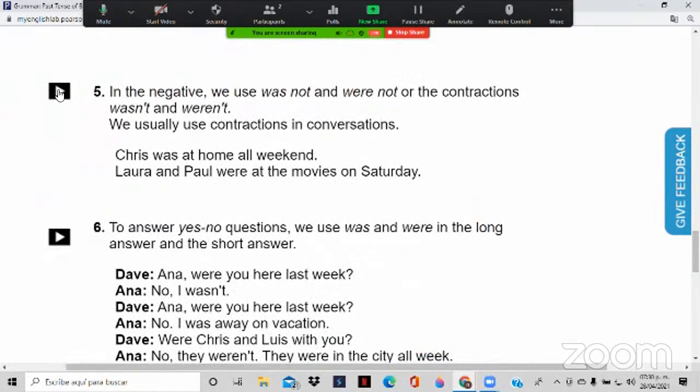Bueno, pues ya vimos la forma positiva, positive. Ya vimos the interrogative. And now we are concentrating on negative. In the negative, we use was not and were not, or the contractions wasn't and weren't. We usually use contractions in conversations. Chris was at home all weekend. Anna was not at home all weekend. Anna wasn't at home all weekend.